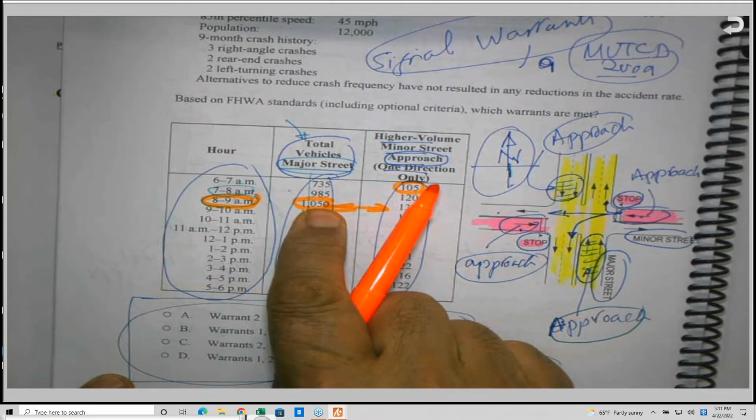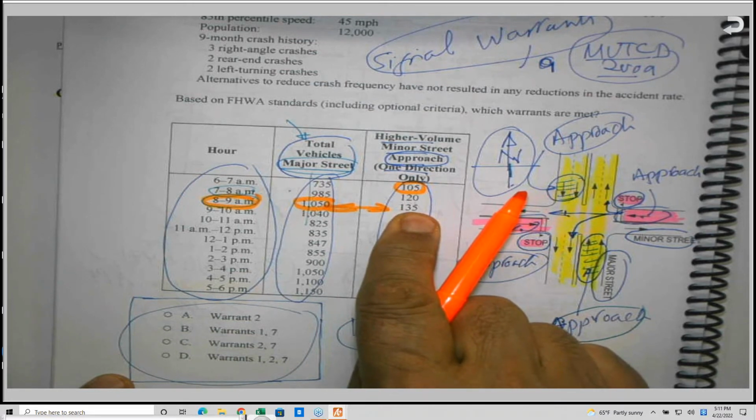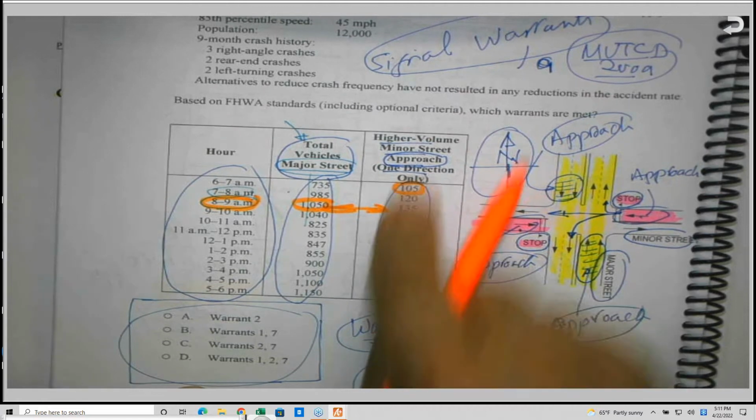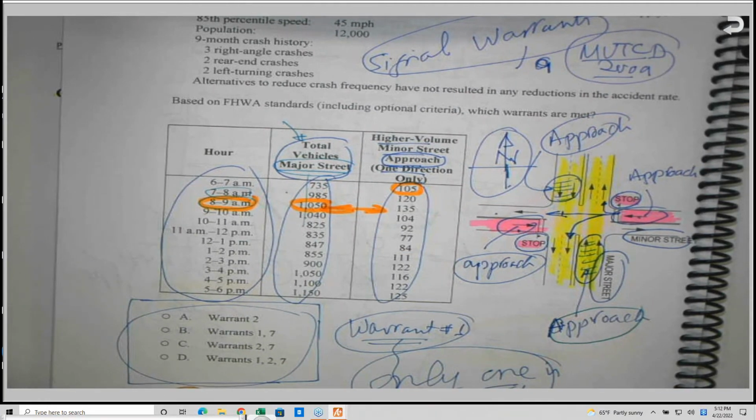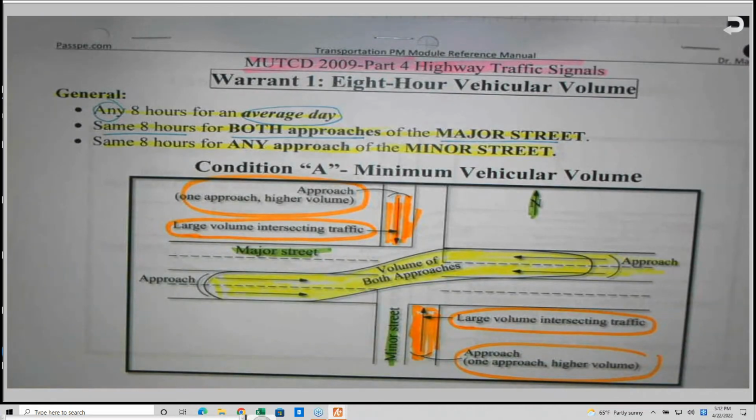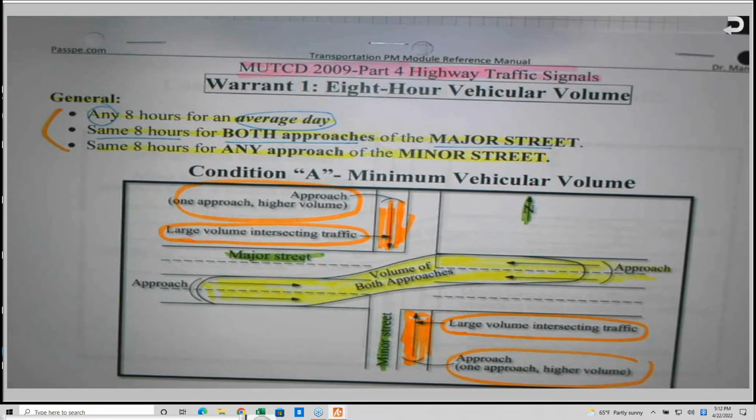If this is the hour you are going to use as a criterion, pick the volume along the higher approach of the minor street for the same hour. I cannot go up and down. Are you following me? Yep. We need to pay attention to that. Okay, those are the general rules that they came up with.